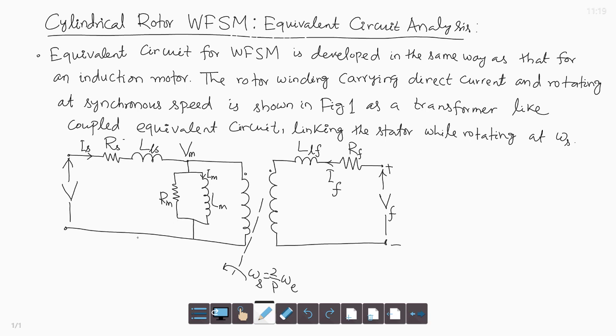This is the stator side, this is the rotor side, and they are coupled just like a transformer, because rotor is rotating at synchronous speed and the stator MMF is also rotating at synchronous speed. So, they are magnetically coupled. So, this is figure 1, which is showing transformer like coupled circuit.